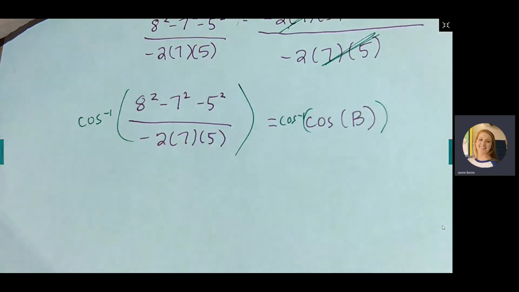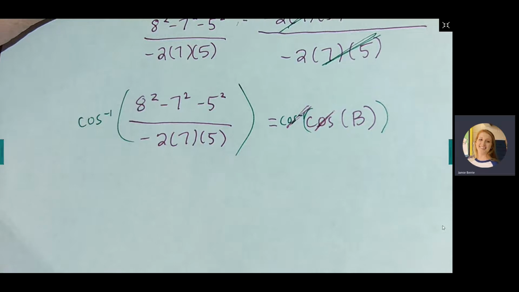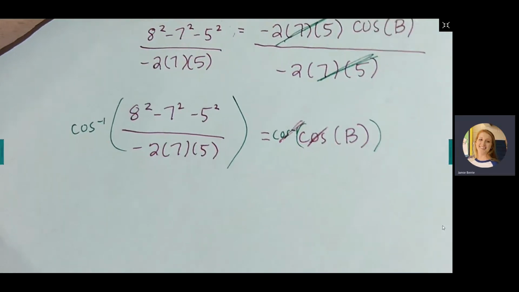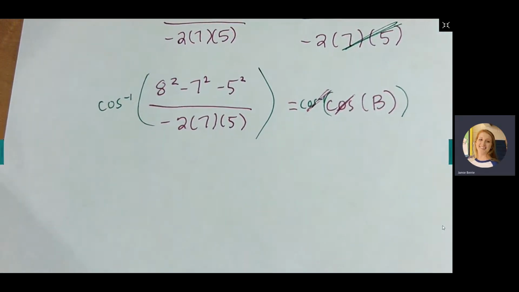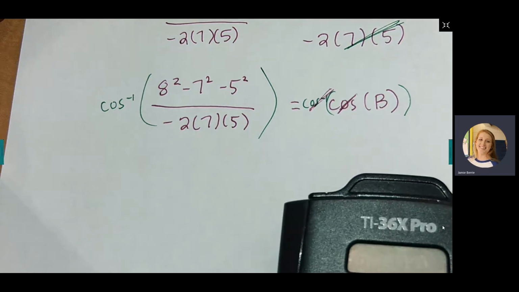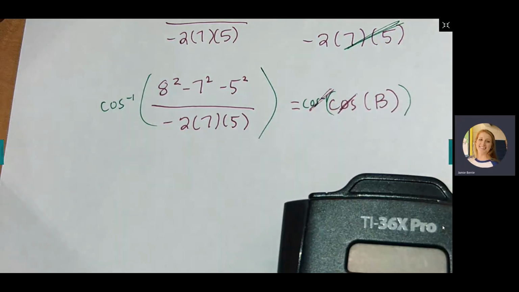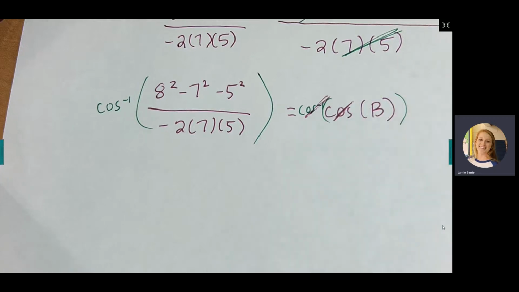So inverse cosine of both sides is going to cancel out the cosine on the right-hand side. And then you can type this in. If you have either this TI-36 or a TI-84, I would definitely suggest using that little fraction button to make this look a little bit neater.